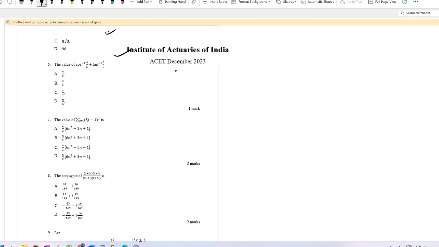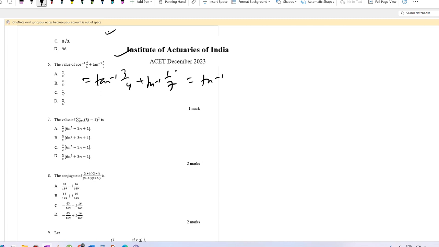So find the value of this thing. Okay, so cos inverse 4 by 5 plus tan inverse 1 by 7. So this can be written as tan inverse 3 by 4 plus tan inverse 1 by 7. Okay, so this is now both in tan inverse.